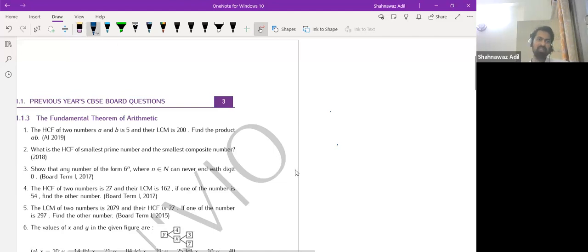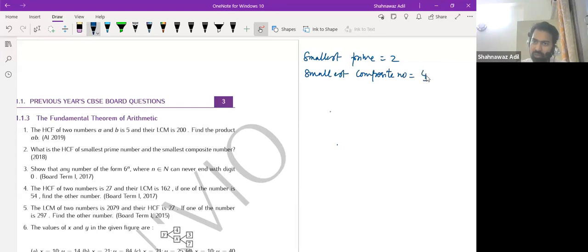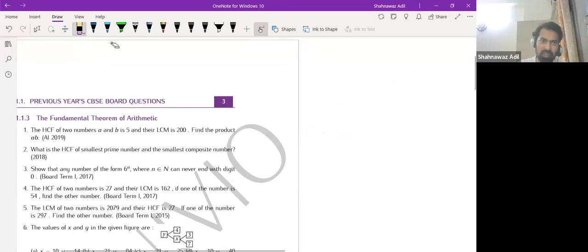Now tell me, what is the HCF of the smallest prime number and the smallest composite number? What is the smallest prime number? 2. And the smallest composite number? 4. Right, and we have to find the HCF of these two numbers. The numbers are 2 and 2 square. Okay, I should not ask this. You already know that this will be 2. So let's move on to the next question.